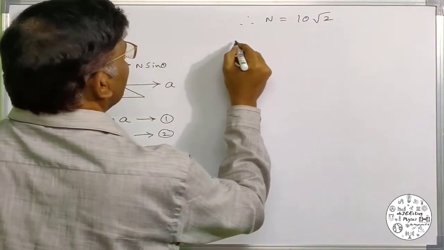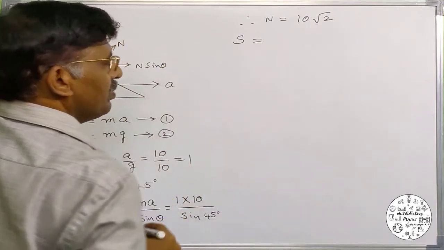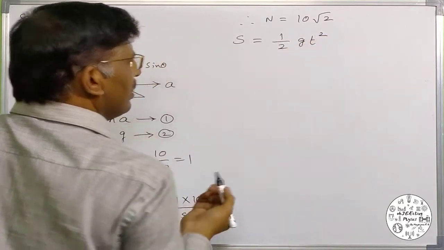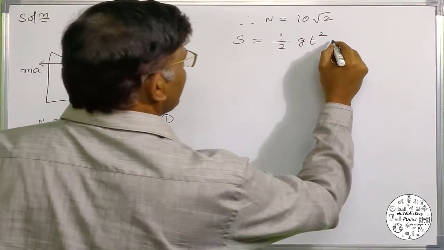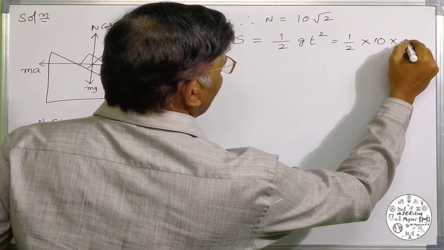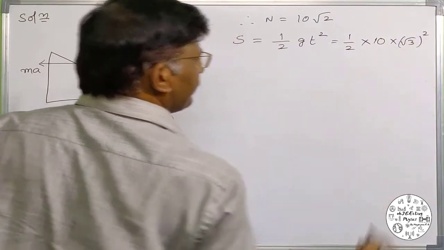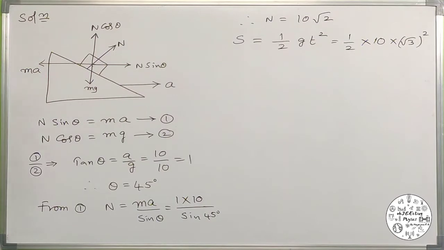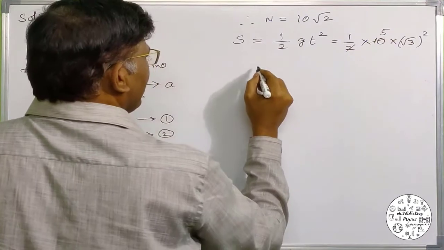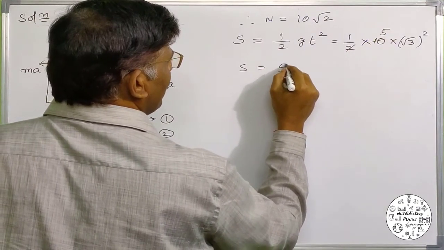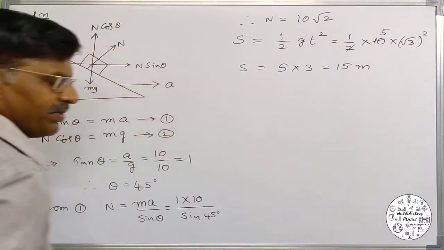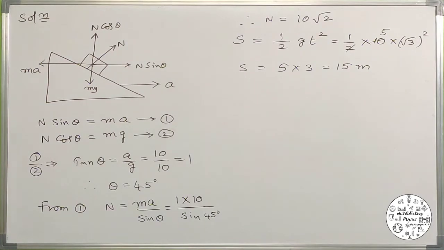And displacement s is equal to ut plus half at square. We can write it as half gt square or half at square, since a and g are both the same here. So half into 10 into t square, where t is given as √3 in the question. So t square is √3 whole square, which is equal to 3. So 2 and 10 cancel, and s is equal to 5 into 3. Therefore, displacement s is equal to 15 meters.